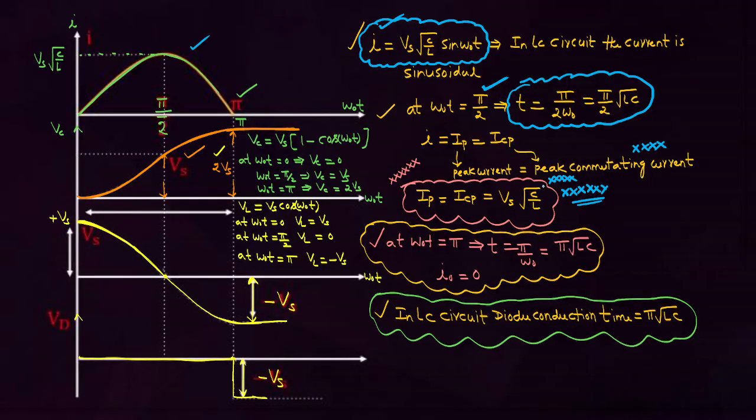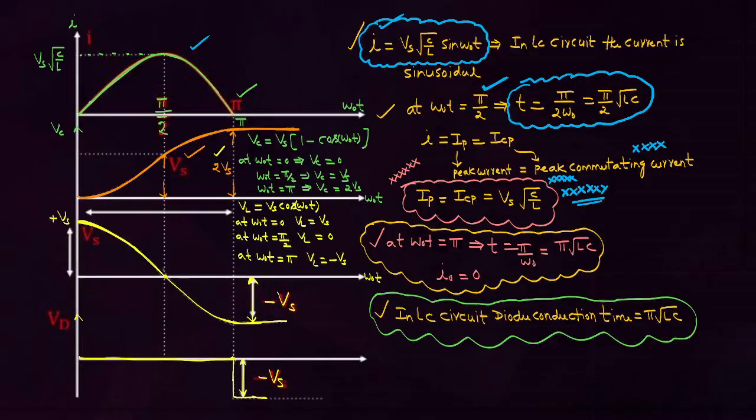Throughout the explanation of commutation methods, this formula is very important, students. Wherever the LC circuit concept comes, what is the peak current expression? Vs into square root C by L. But this formula is applicable with the assumption that there is no initial current in the inductor and no initial voltage across the capacitor. All these formulas are with respect to case 1 only.